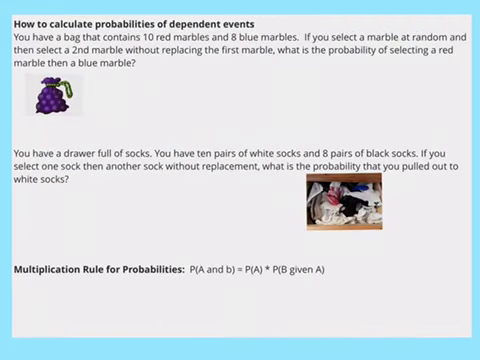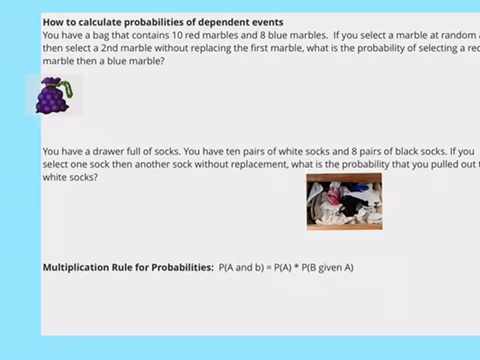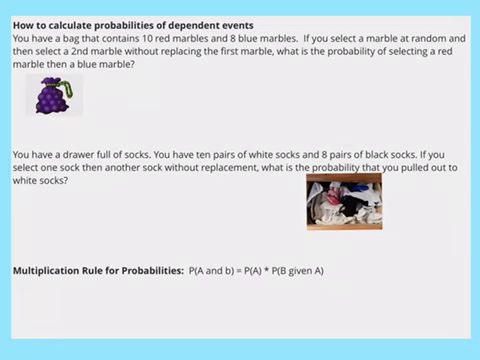Okay, so we looked at calculating independent events, and now we're going to take a look at how to calculate probabilities for dependent events. The way we're going to do this is we're just going to think through it logically first. So here I have a bag of marbles. My marbles contain 10 red marbles and 8 blue marbles. So I have a total of 18 marbles.